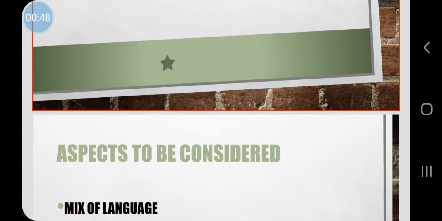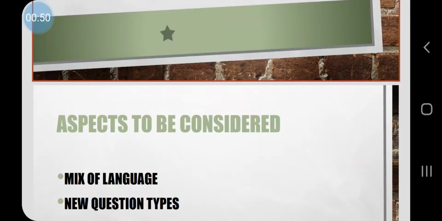Point number 2. New question types. New question types testing the connection of what is heard in a conversation or talk and what is seen in the graphic. New question types testing a speaker's implied meaning in the context of a conversation or talk.